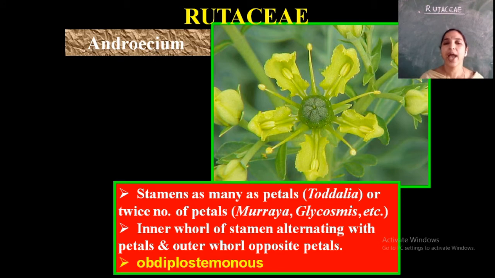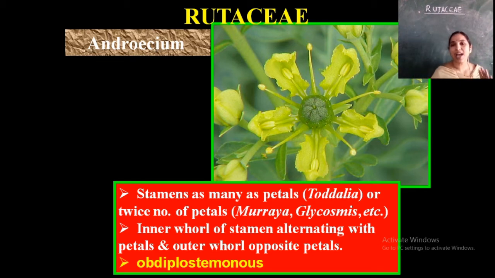Then I look into the androecium, you can see stamens as many as petals in Todalia, different numbers are there in different genera, twice the number of petals in Murraya. 5 petals, 10 stamens. Glycosmis also, 5 petals, 10 stamens. Twice the number of petals. So another peculiar feature is arrangement. Inner whorl is alternating with the petals and outer whorl opposite to petal. That condition is obdiplostemony.